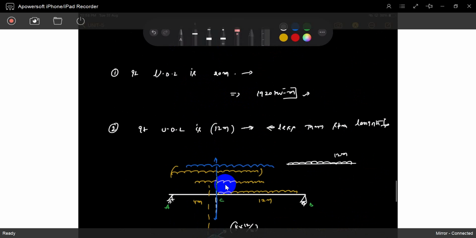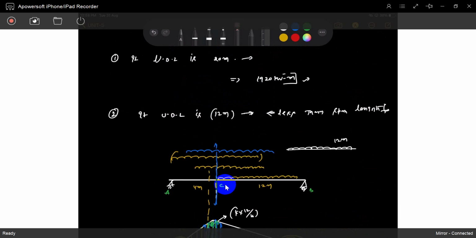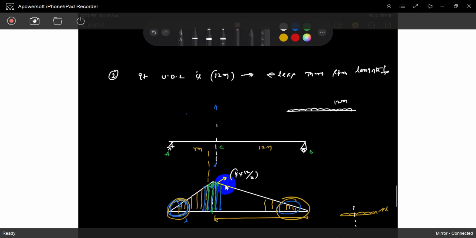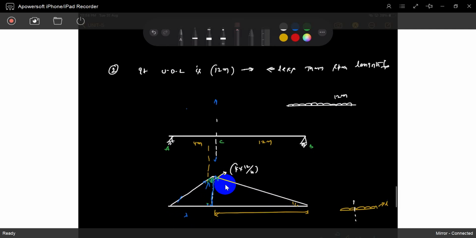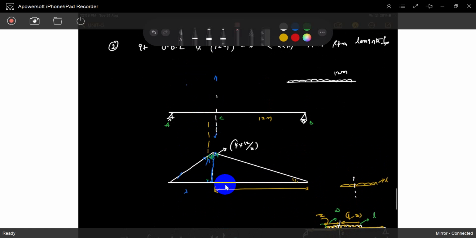The UDL length is 12 meters. How can you place it? Same thing. This length is 4 meters, this length is 12 meters. We have to put the uniformly distributed load so as to maintain equilibrium between CA and CB. The average load on CA is equal to the average load on CB. Then only you will get maximum.